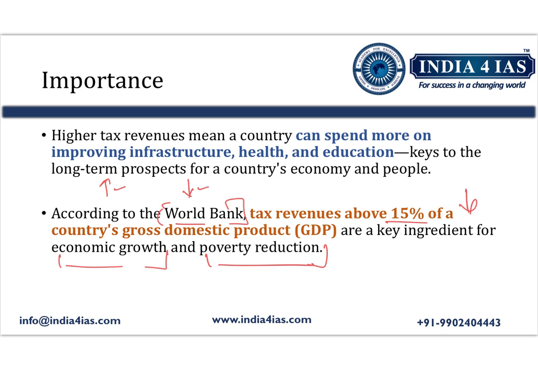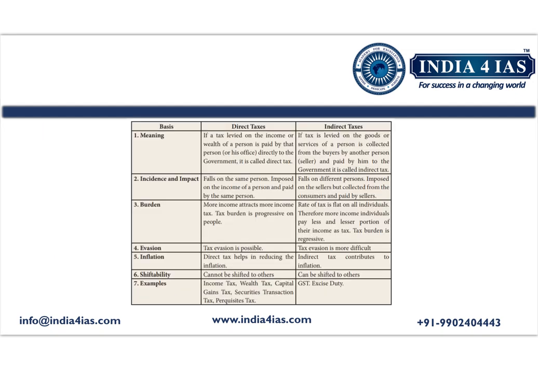An increase in tax to GDP ratio means higher tax revenue to the government. So the government can spend more on improving infrastructure, health, and education. So these are key for the country's long-term sustainable development. Before we move into direct tax to GDP ratio, first let us understand the difference between direct and indirect taxes.